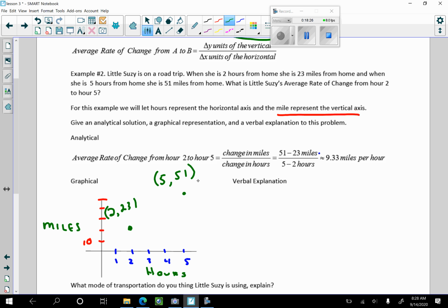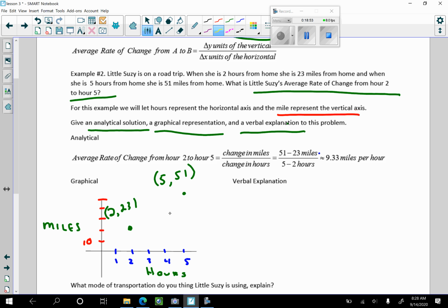So we want an analytical solution. What is little Susie's average rate of change from hour 2 to hour 5? We want an analytical solution, a graphical representation, and a verbal explanation to this problem. And I have everything done for you here except for the verbal explanation.